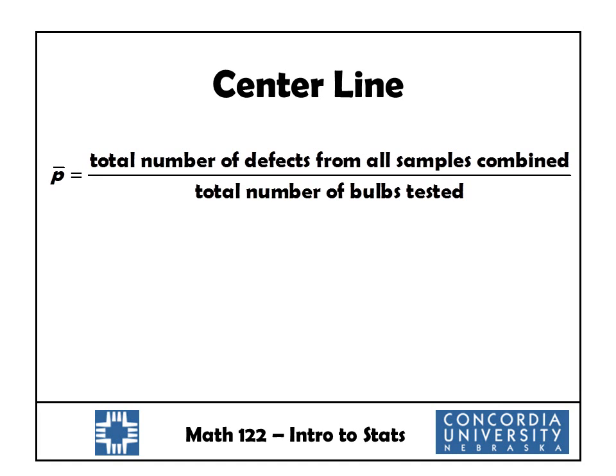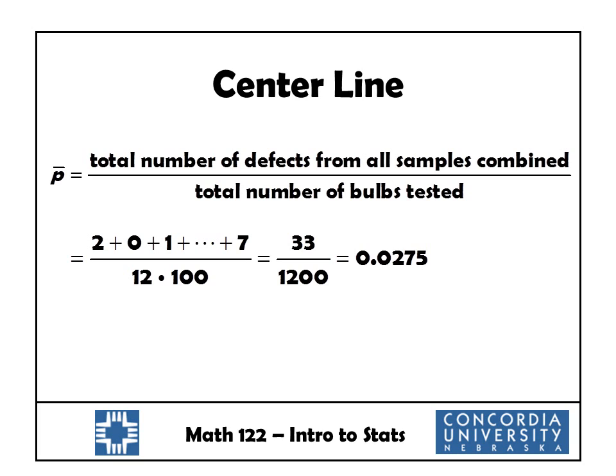We're going to construct a P-chart, which is again very similar to an X-bar chart. Our center line, we call it P-bar, which is the total number of defects from all the samples combined divided by the total number of bulbs tested. So we add up all the defects: 2 from the first, 0 from the second, 1 from the third. That adds up to 33 total defects. Total number of bulbs tested is 12 times 100, because I have 12 samples of 100 bulbs. So 33 divided by 1200 is 0.0275. So there's our center line.